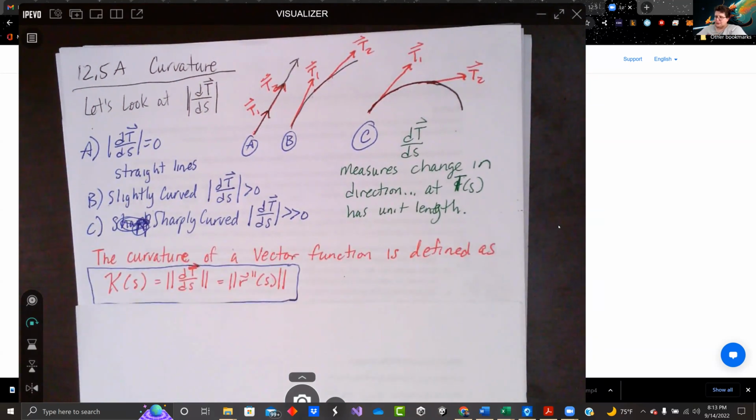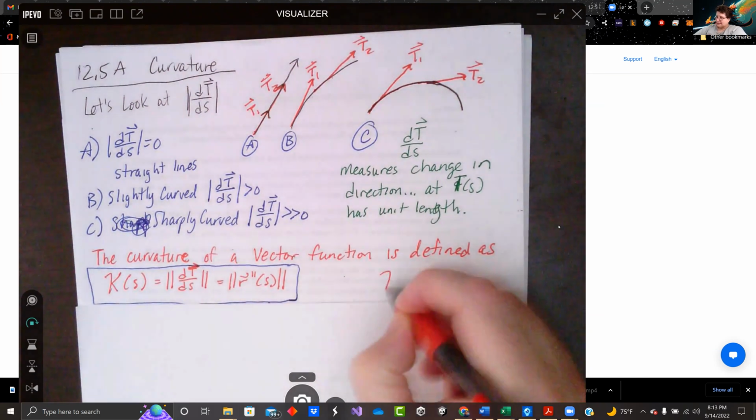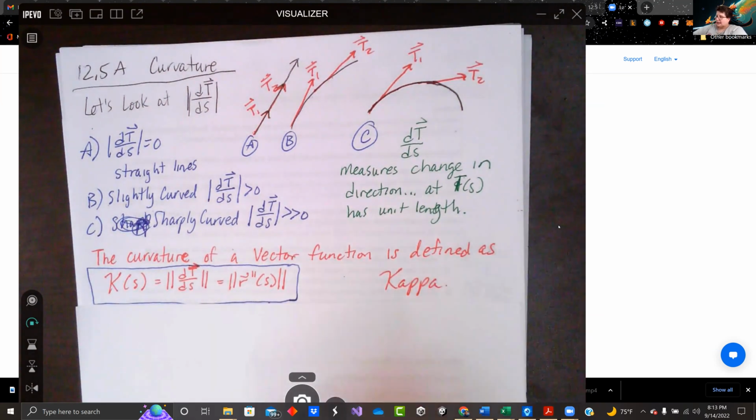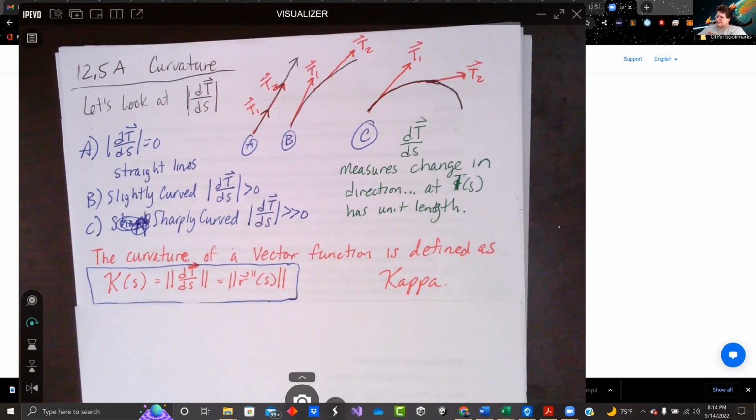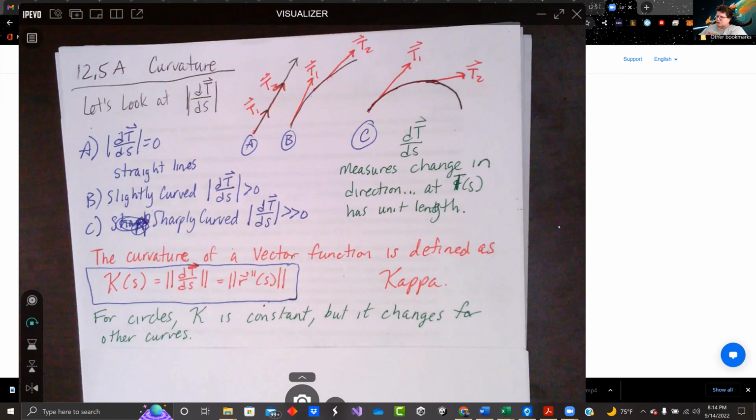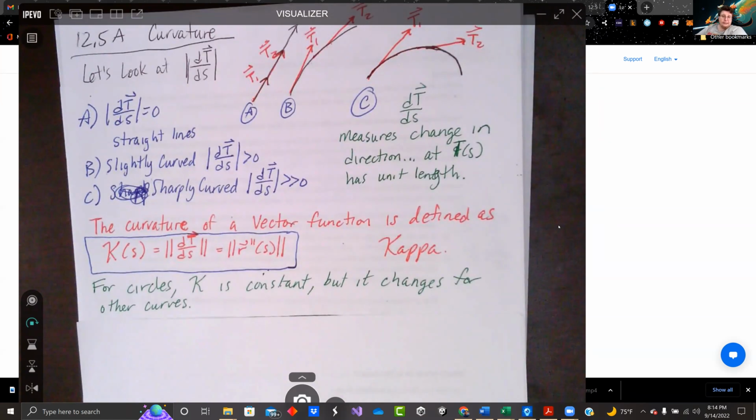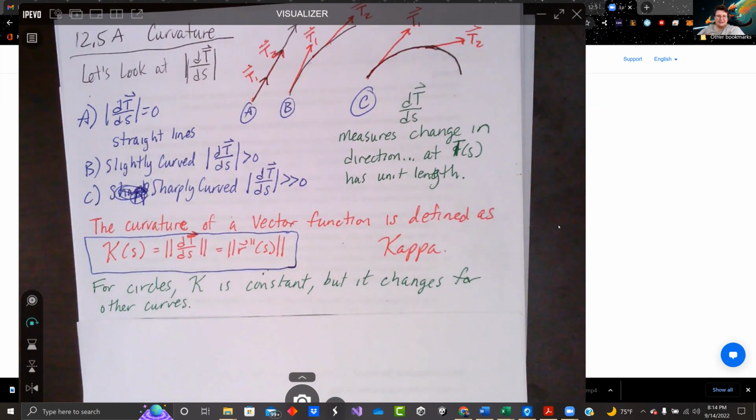So for curvature, we use kappa. Kappa is the K. And it is the magnitude of dT/ds. And we saw that that is equal to the magnitude of r double prime of s in 12.4. I brought it up at the end of 12.4, so we'll take a look at that. For circles, kappa is constant. But for other curves, it's going to change, and we'll take a look at both and see how they connect.